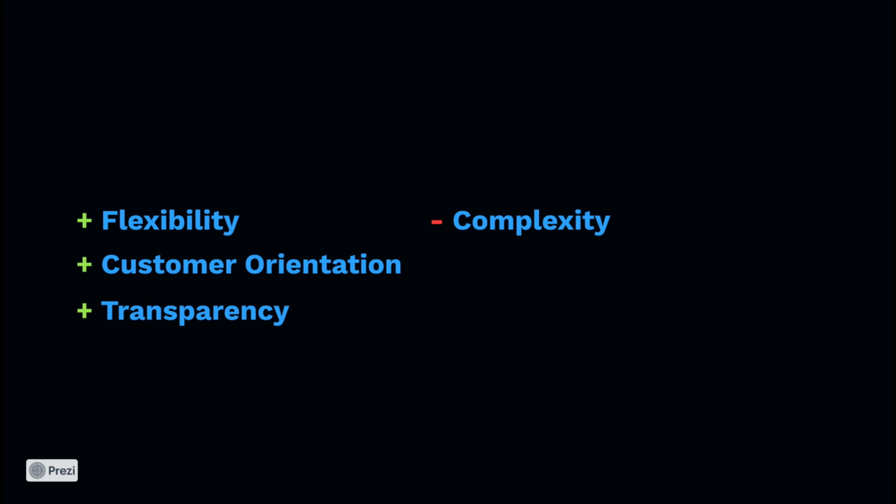Complexity. Scrum can seem complex for inexperienced teams or organizations. Proper understanding and implementation of Scrum principles require training and practice. Lack of predictability. Since Scrum is based on short development cycles, long-term project planning can be challenging. This can make it difficult to provide accurate delivery dates or cost estimates for a project.